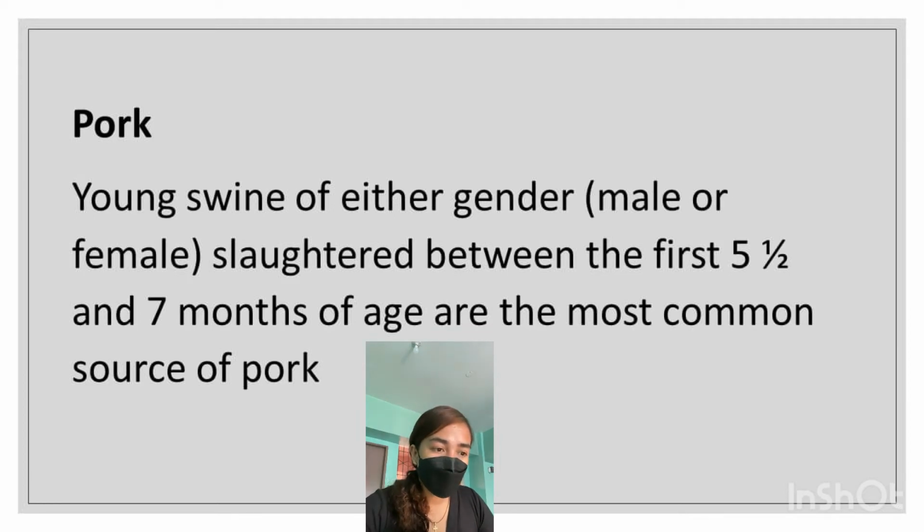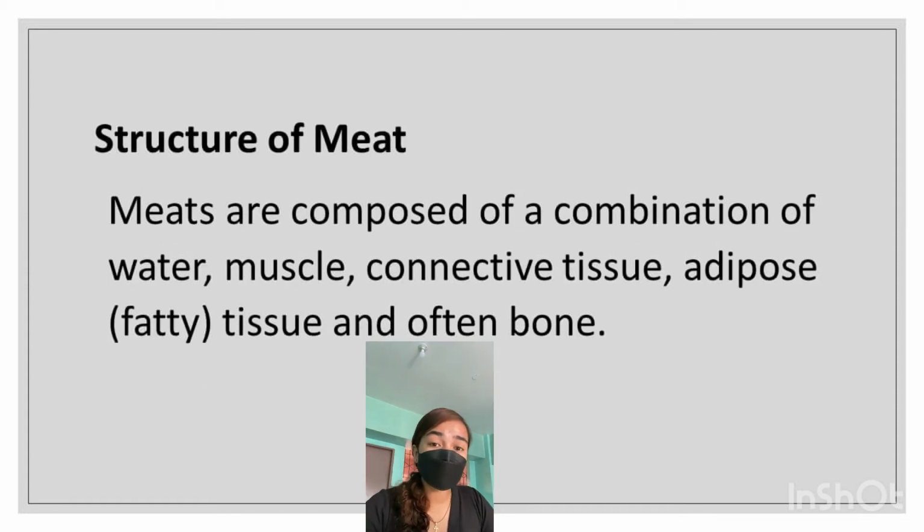Young swine of either gender, male or female, slaughtered between 5.5 and 7 months of age are the most common source of pork. Technically, pigs are less than 4 months old and hogs are older than 4 months. About 1/3 of all pork is sold fresh and the rest is made into ham, sausage, luncheon meats, and bacon.